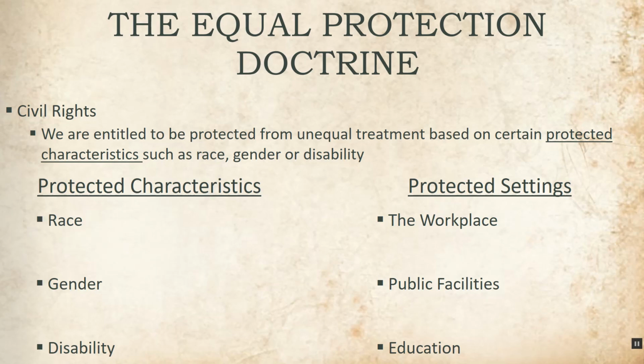However, not only can we say that the Equal Protection Doctrine is limited to the characteristics which it applies to, but it is also limited in the settings where it applies. So first thing you need to understand about the Equal Protection Doctrine is that it protects individuals from unequal or discriminatory treatment on the basis of race, gender, or disability. But the second thing you need to understand is that it only applies in certain settings. Under current Supreme Court rulings, those settings are the workplace, public facilities, and education.